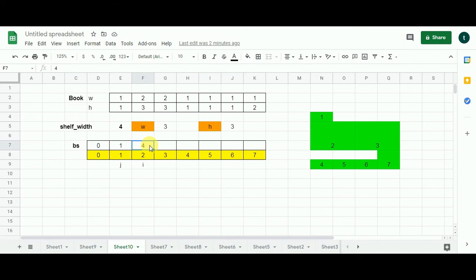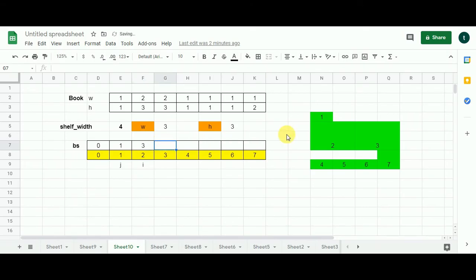So scenario number 1 was that the book was placed in a separate shelf. Scenario number 2 is book number 2 is placed with book number 1. So there we are getting height as 3, and in the first scenario the height was 4. So which is minimum? Obviously 3. So I am going to put 3 over here.